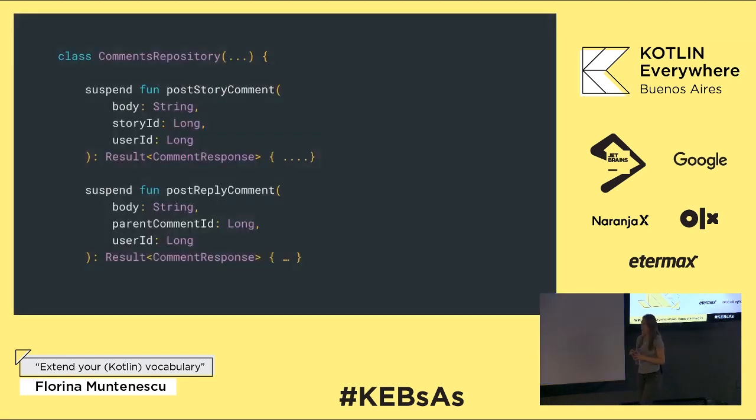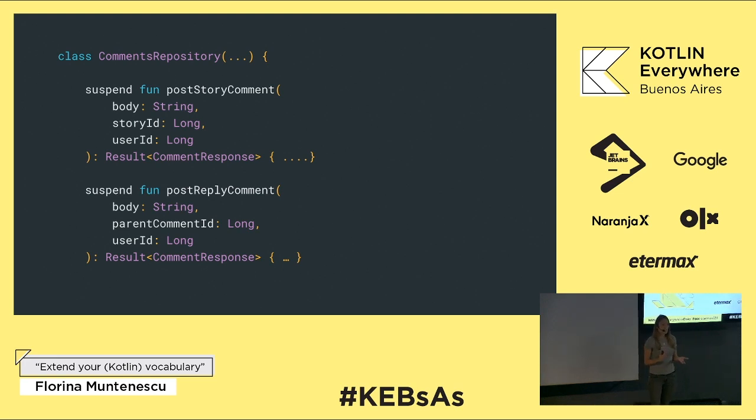Okay. So in one of the projects that I was working on, we had something like this. We had a story to which we can add comments, but we could also add comments as replies to those comments. So our functions actually look pretty similar. We could post a comment to a story by passing a body, story ID, and user ID, so string, long, long. And to post a reply to a comment, we would again have a string, long, long. Both methods return a comment response.